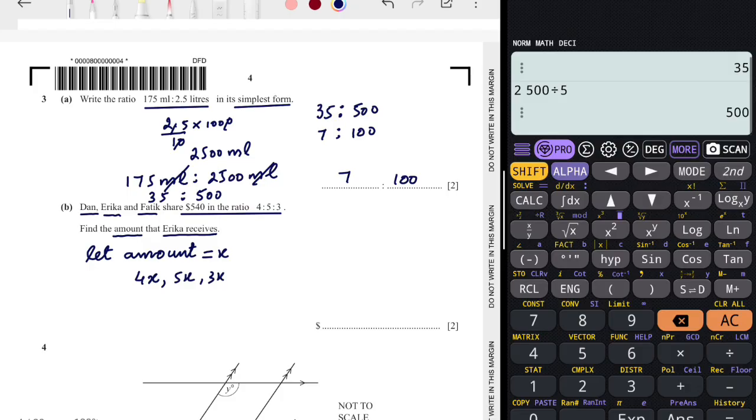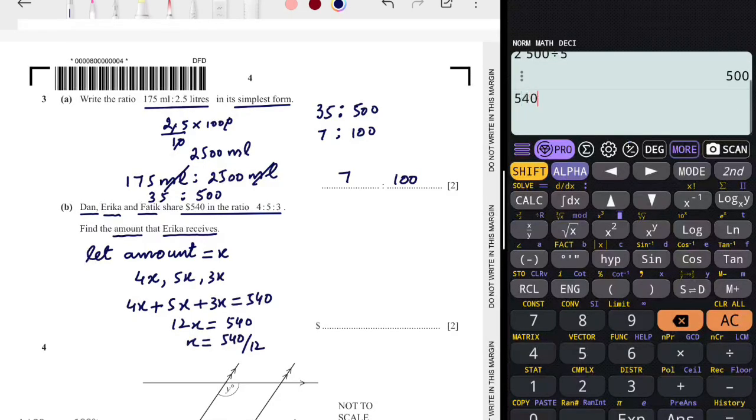Now the sum of the above numbers is equal to 540. Now 4 plus 5 is 9, plus 3 is 12, so 12x is equal to 540. So we have to divide by 12 on both sides. So 540 divided by 12, we can use calculator. The value of x is equal to 45.